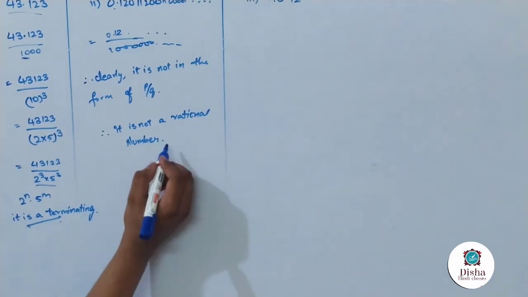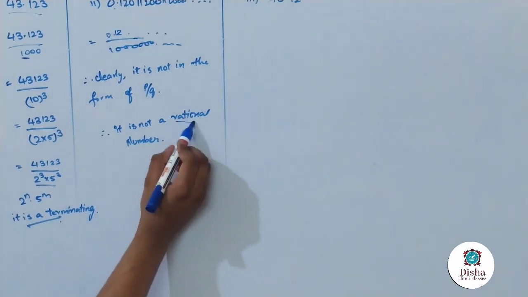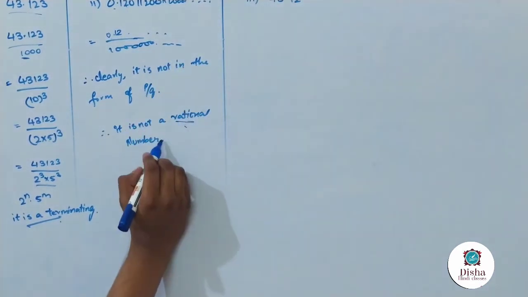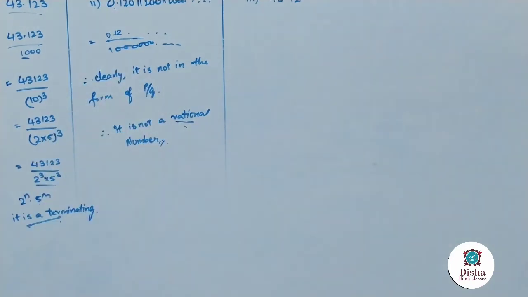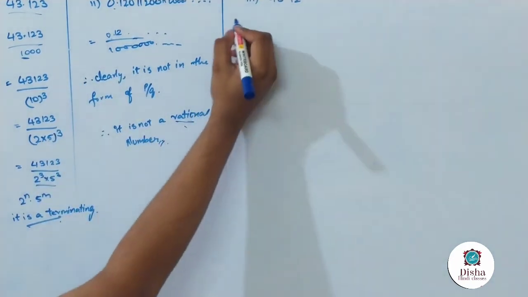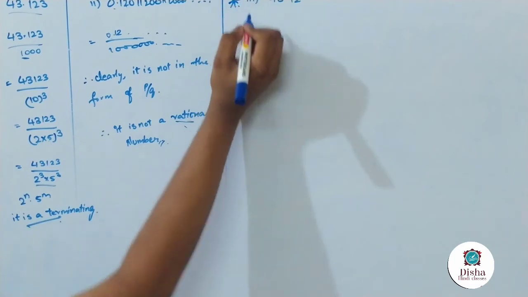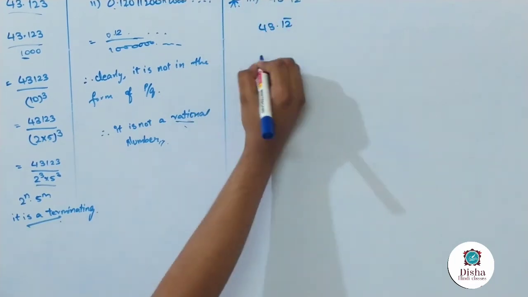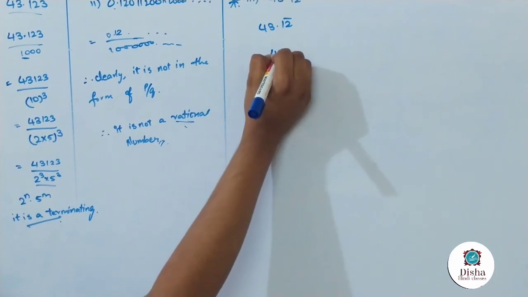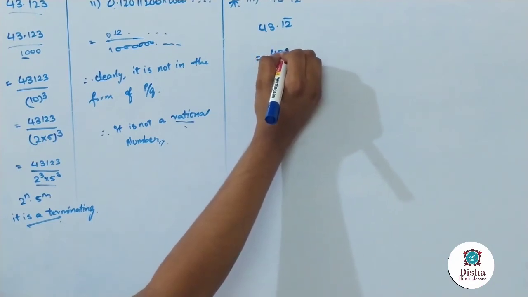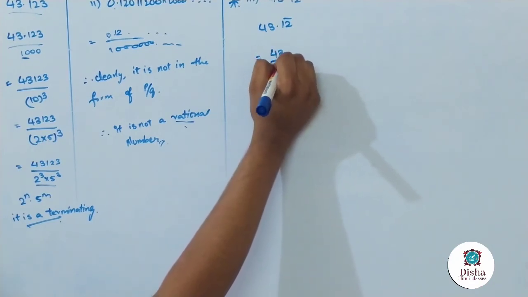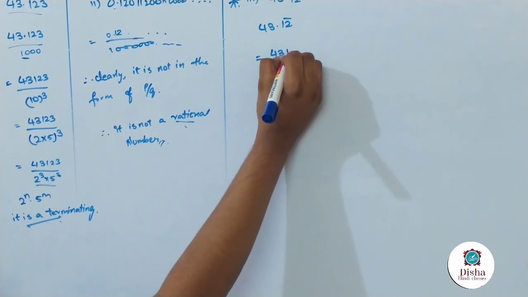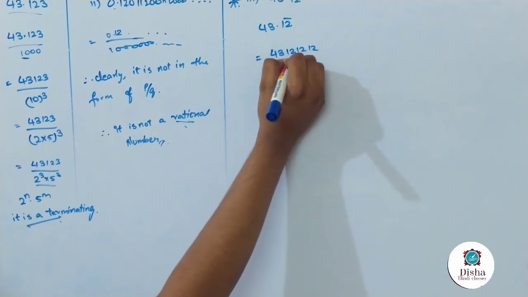So now the question ends here, because the three conditions are for rational numbers only, and here it is not a rational number. Therefore, now we have the most important one of this exercise, that is 43.12 bar, which means that 43 gets divided by 100 or 1000, we get 121212, right?